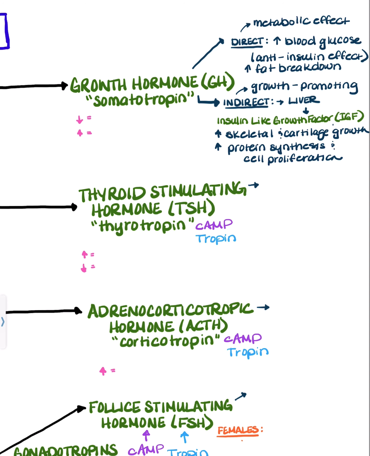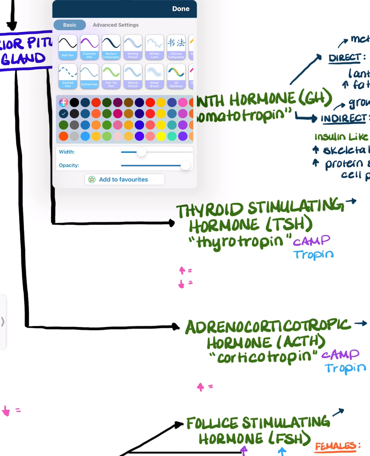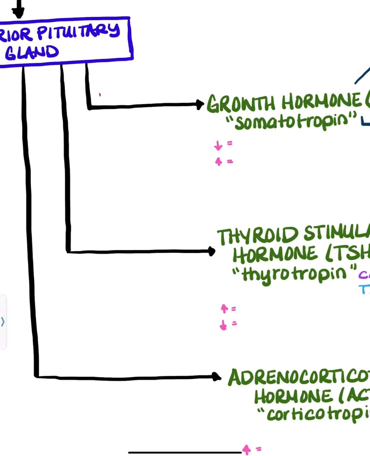So let's talk about what stimulates the release of the growth hormone. And this one's kind of in its name. Something called the growth hormone releasing hormone is going to stimulate the release of the growth hormone. And what's going to inhibit it? Something called the growth hormone inhibiting hormone is going to inhibit its release.